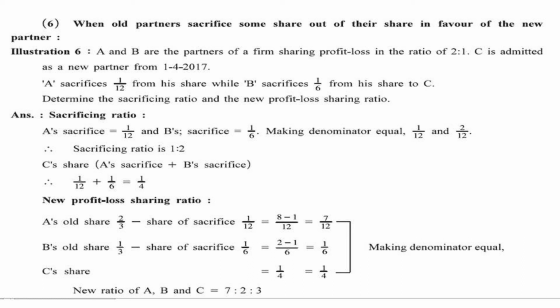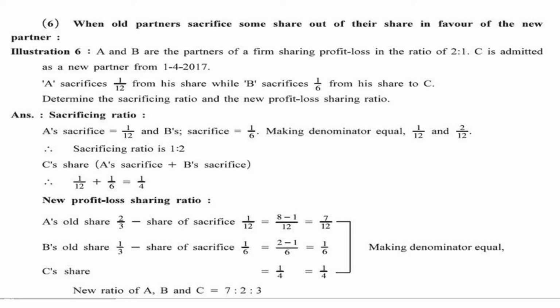So the new profit loss sharing ratio: A's old share 2 upon 3 minus share of sacrifice 1 upon 12. Here also in the denominator 3 and 12 are there, so the LCM is 12. So 2 upon 3 multiplied in numerator and denominator by 4 gives 8 upon 12. So 8 upon 12 minus 1 upon 12 is equal to 7 upon 12, because 8 minus 1 is 7 and the denominator is 12.